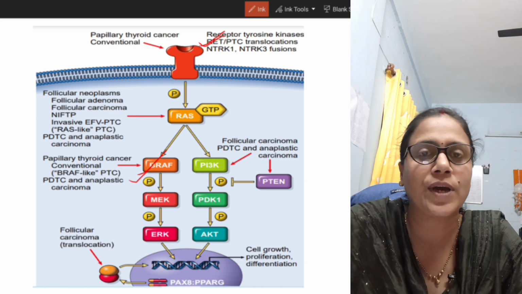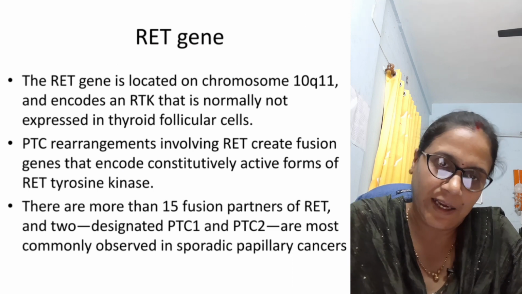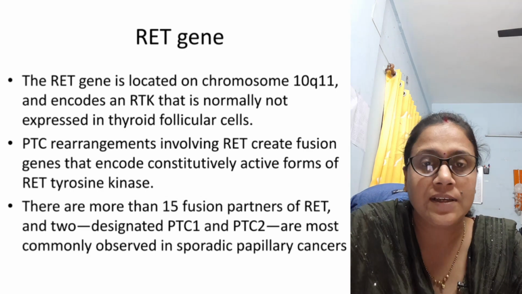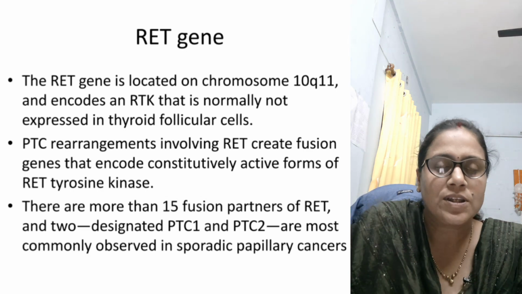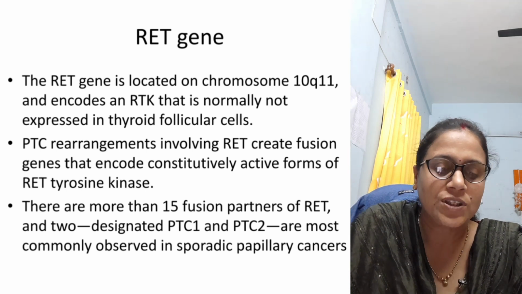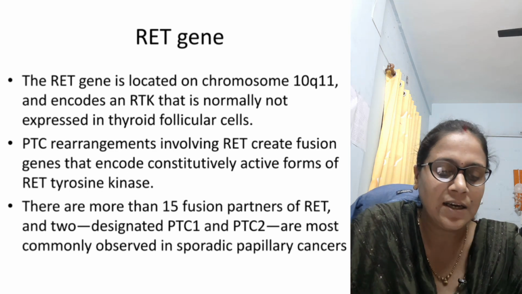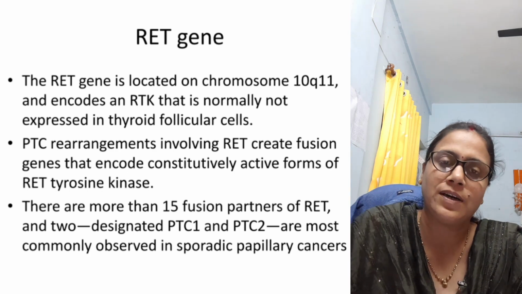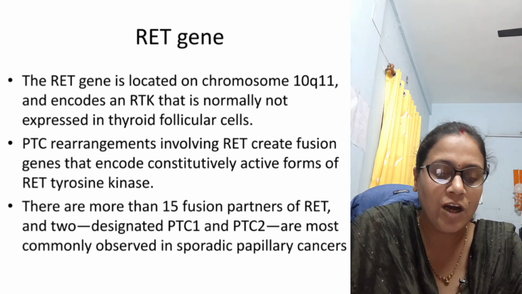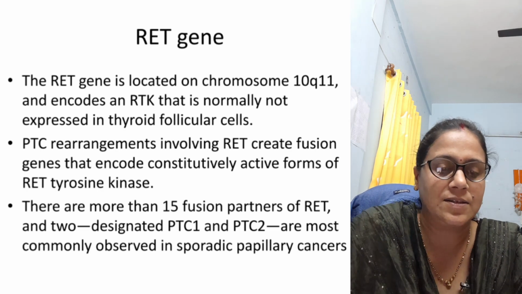The RET gene is located on chromosome 10 and encodes an RTK, that is receptor tyrosine kinase, which is normally not expressed in thyroid follicular cells. So this PTC rearrangement involving RET creates fusion genes which encode constitutively active forms of RET tyrosine kinase. There are more than 15 fusion partners of RET, and two, designated PTC1 and PTC2, are most commonly observed in the sporadic papillary cancers.